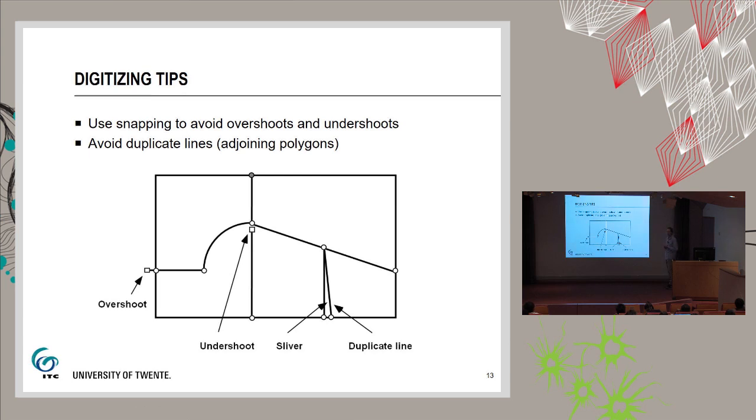Also, you should avoid duplicating lines. If you have areas, you have here a common boundary between those two areas, but you should not digitize it twice, because then you end up with slivers. We call that slivers. So we have here two lines, and then you end up here with a polygon, which is not really a polygon, yeah? It's a sliver polygon, and it's an error, and you have to be careful not to do this.